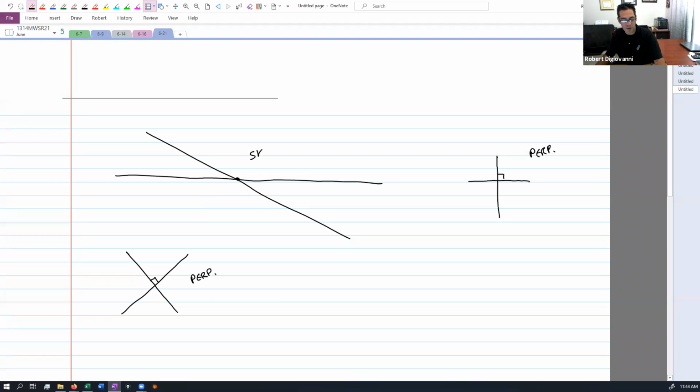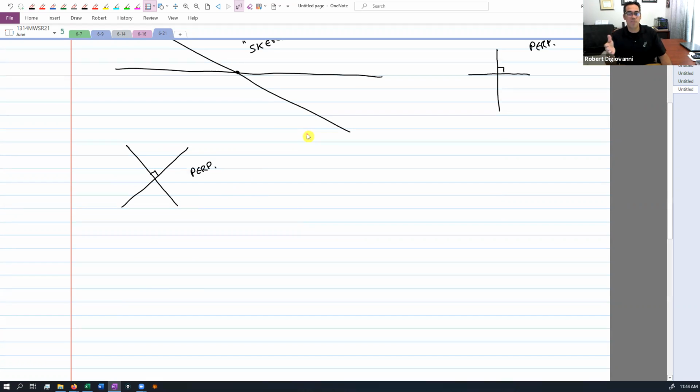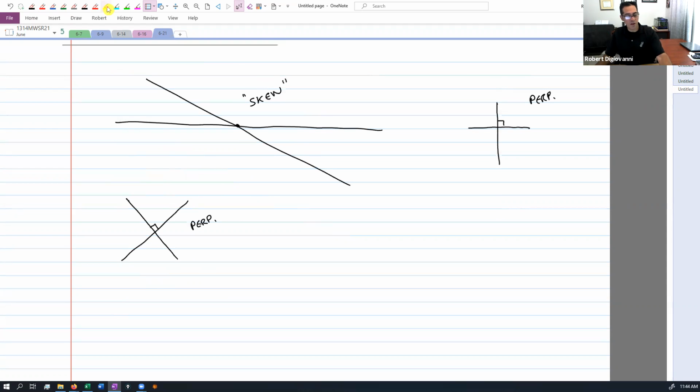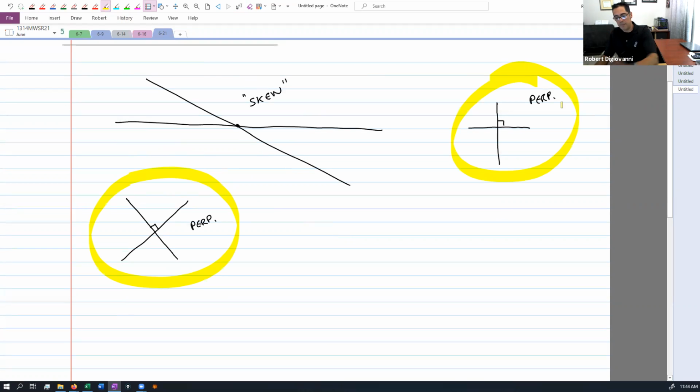This is not parallel and it's not perpendicular. We actually call this skew. That's the name for it. You probably have not heard that before, but two lines that are not parallel and not perpendicular are called skew to one another. They're skew lines. But what do you think the relationship is between the slopes? If we focus our attention on perpendicular only, we said for parallel, the slopes had to be the same. But what do you think the relationship is for perpendicular?